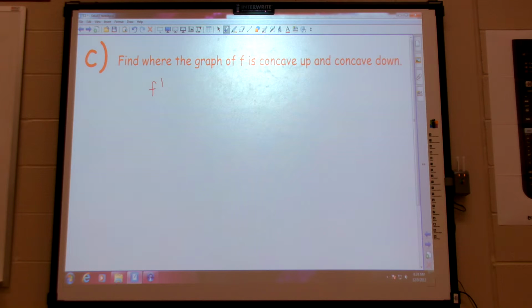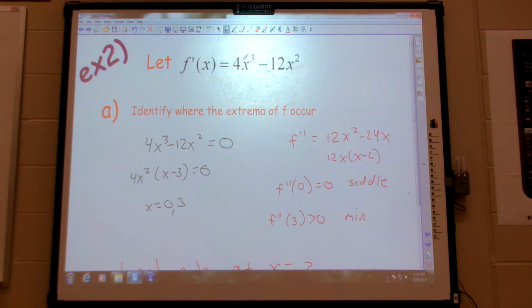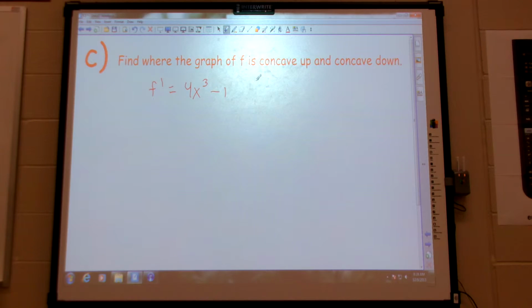So let's see, the first derivative was 4x cubed minus 12x squared, which factored is 4x squared times x minus 3. Are you looking at the factored version? Yeah. We don't want the factored version because we want to take another derivative. Right? For the concavity test, we need the second derivative.